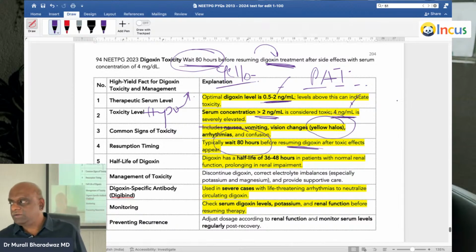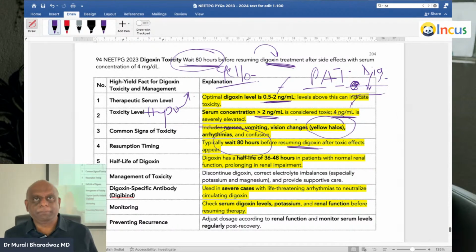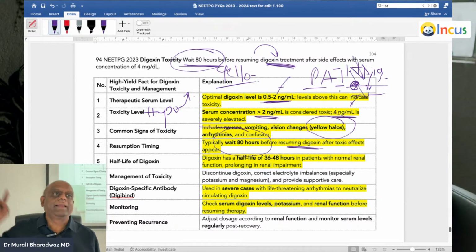Why? Because digoxin basically acts by inhibiting the sodium potassium pump channel, right? So because of that, too much digoxin will cause potassium to not move into the cell, leading to development of hyperkalemia. Am I too fast?